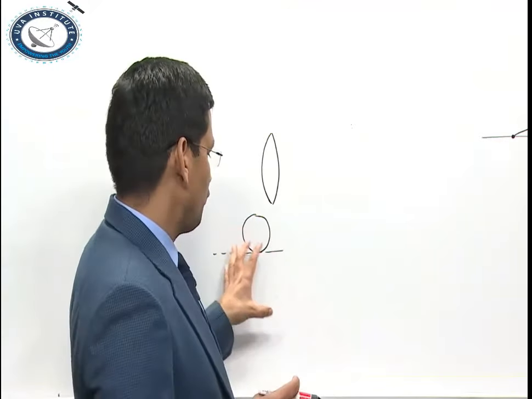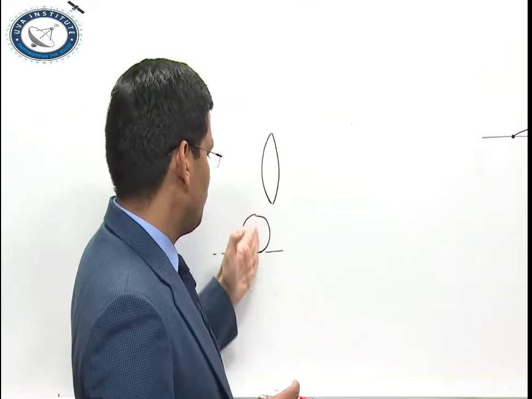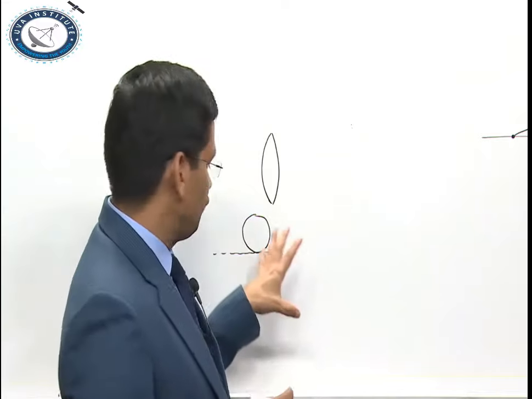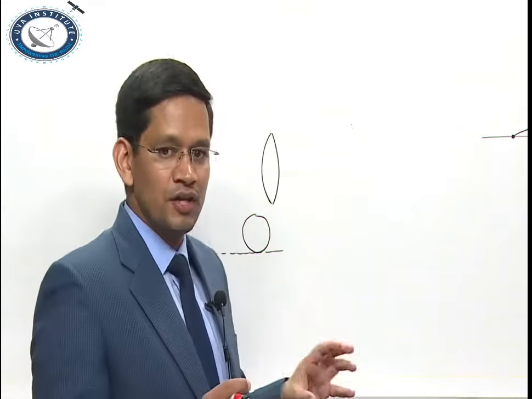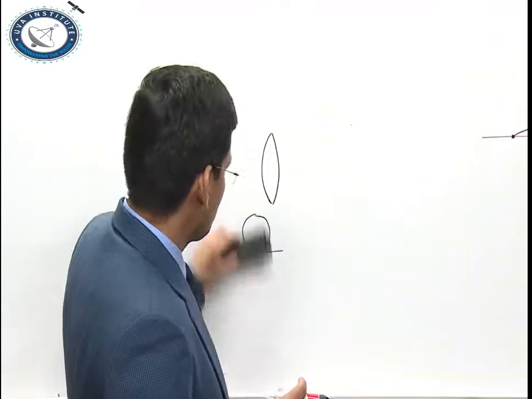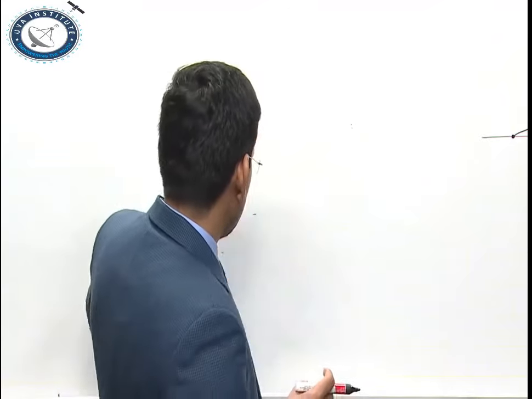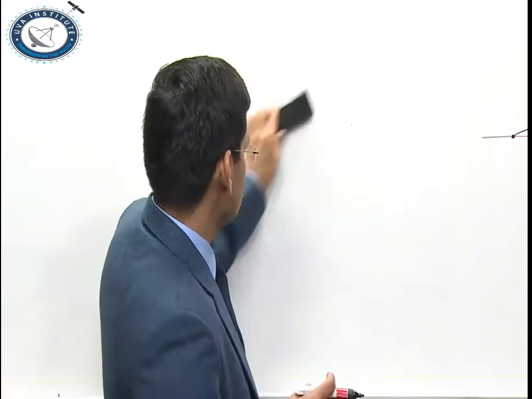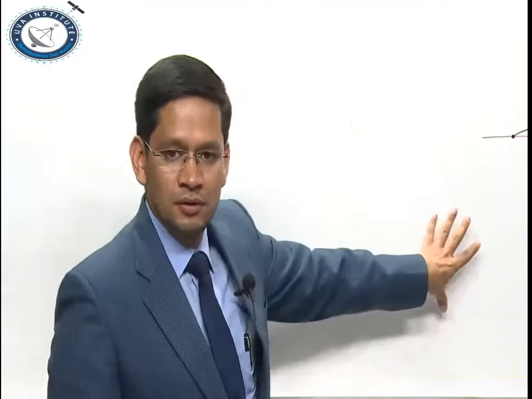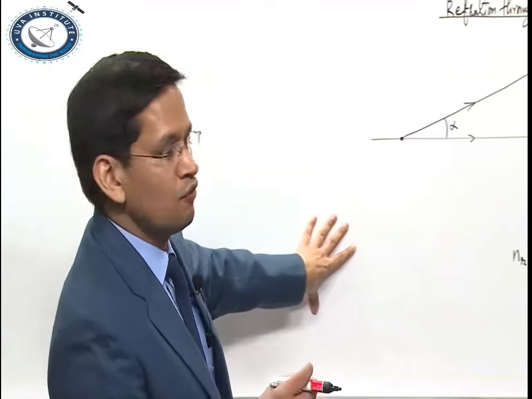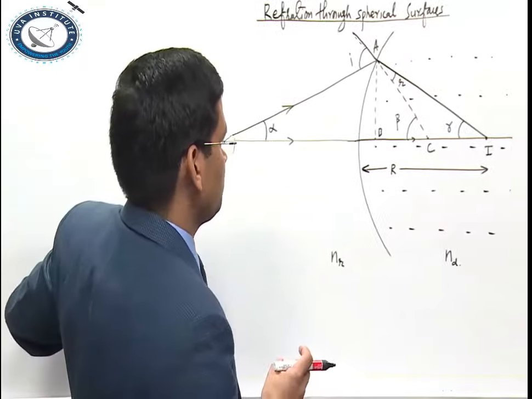So for such a figure, this can be broken into two different parts. For this we have a topic called refraction through spherical surfaces, and we are going to do this topic today. We will see how the image distance depends on the refractive index and the radius of curvature of the surface. So this is one of the cases.